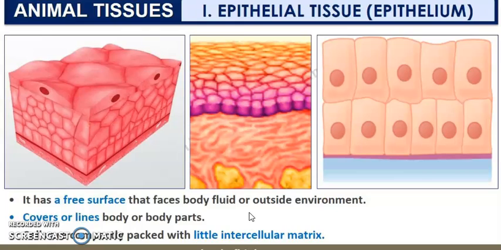And what is the use of these epithelial tissues? They will provide a covering or a lining for some part of the body. They are acting as covering or lining. Covering means a protective covering, that means an outer covering. Lining means just a layer. So it is seen as covering or lining in the body or body parts.